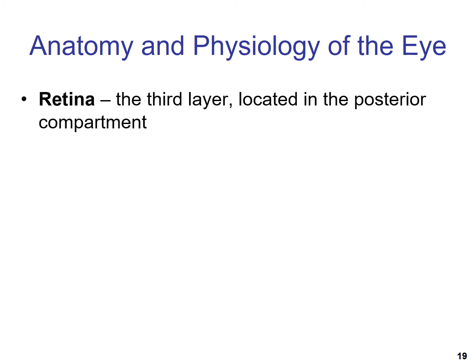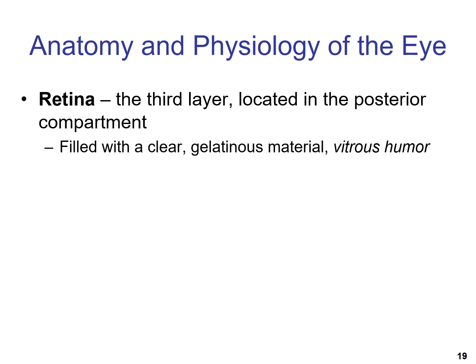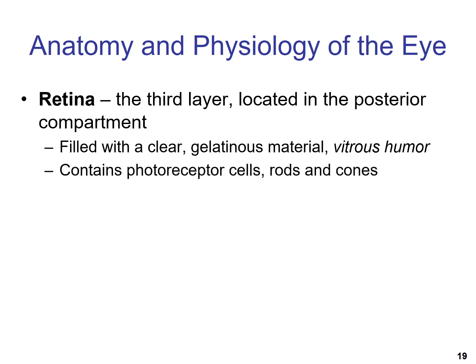So the third layer of the eye, so we've talked about the sclera and the choroid layer, and the third layer is the retina, which is located in the posterior compartment. Now, if you were dissecting the eye, this would be the deepest layer that you would come to, but if you were inside the eyeball, this would be what you would actually see. So this is kind of on the inner surface of the eyeball. It's located in the posterior compartment, and it's filled with a material called vitreous humor, which I just mentioned.